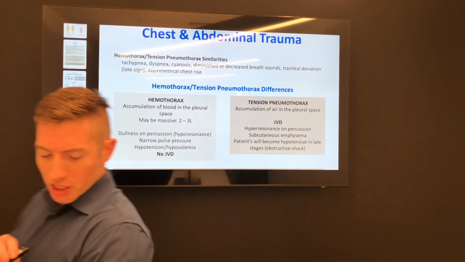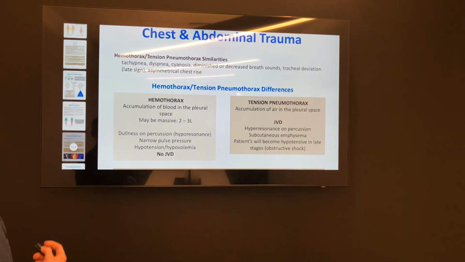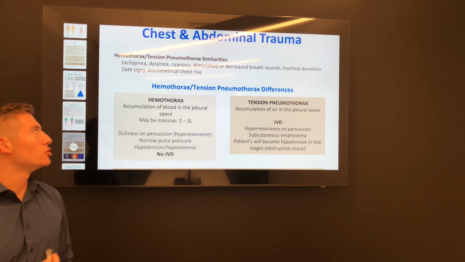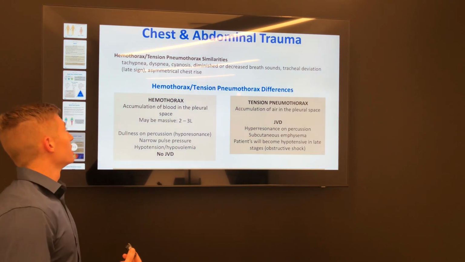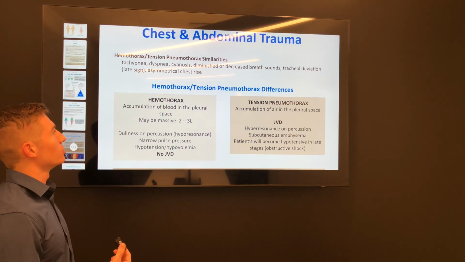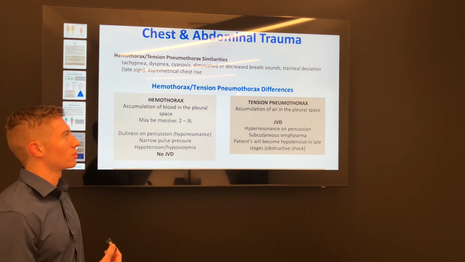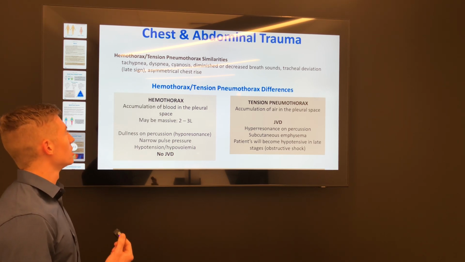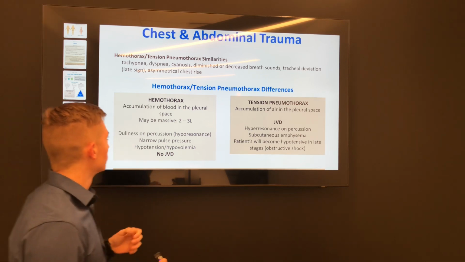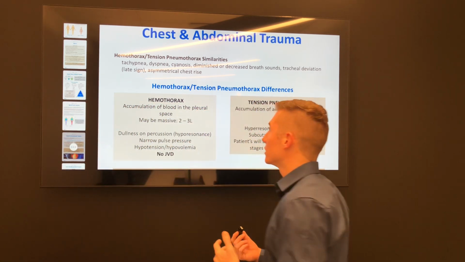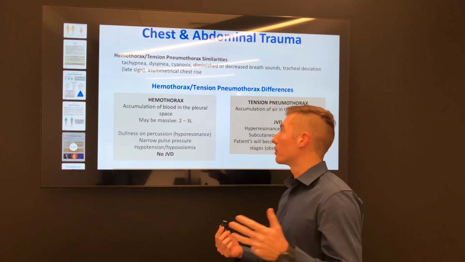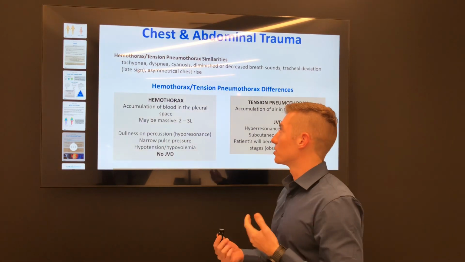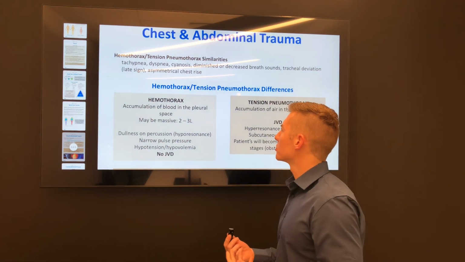Okay, so talking about chest and abdominal injuries. So we have hemothorax and tension pneumothorax similarities: tachypnea, dyspnea, cyanosis, diminished or decreased breath sounds, tracheal deviation (a late sign), and asymmetrical chest rise. So let's talk about tachypnea. It's going to be quick breathing; dyspnea, difficulty breathing; cyanosis, a blue discoloration.